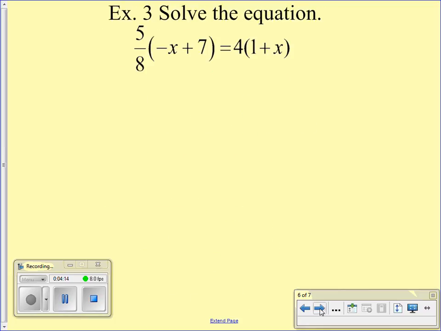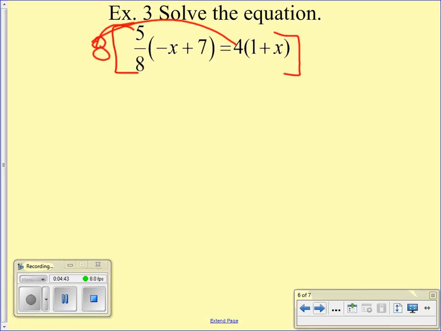Example 3. Now we have a fraction and a whole number. We still want to eliminate the fraction. In this case, multiplying by 8 because that's the denominator. In this type of problem where there's parentheses, we do not distribute to the parentheses. Only the 5/8 and the 4 are going to be multiplied by 8. Do not touch the parentheses.